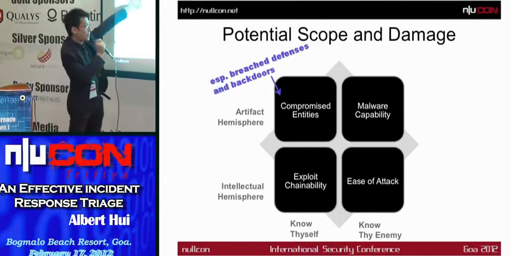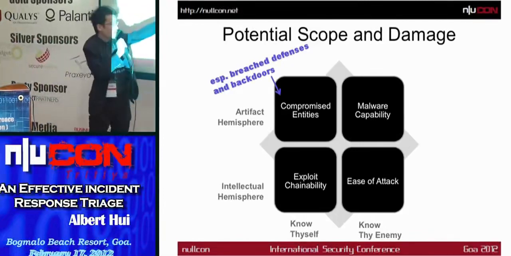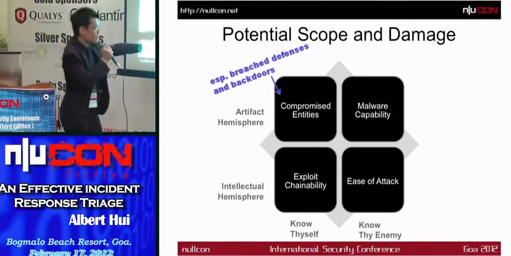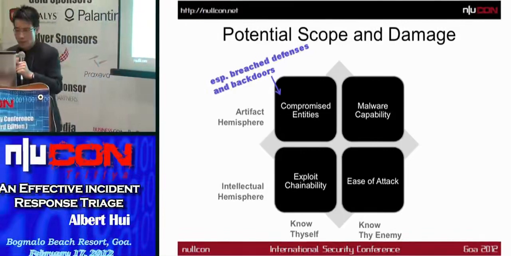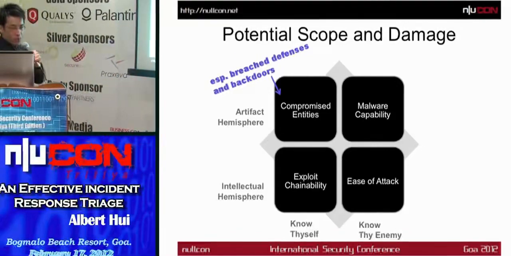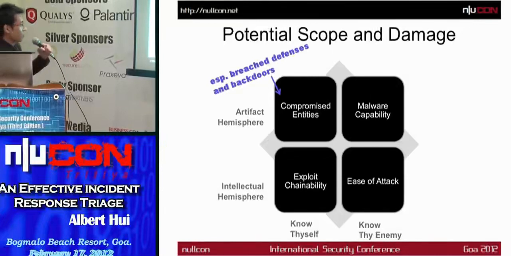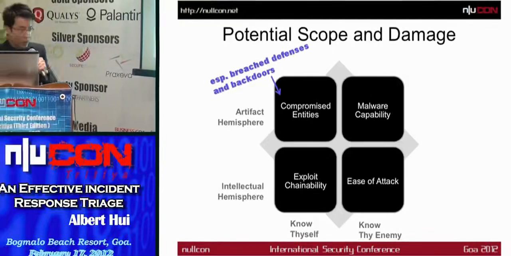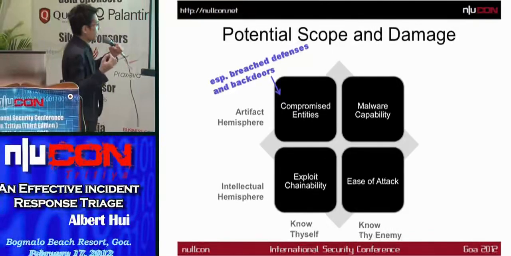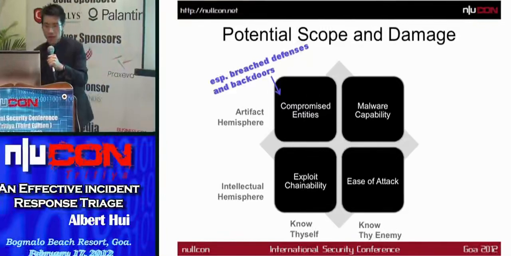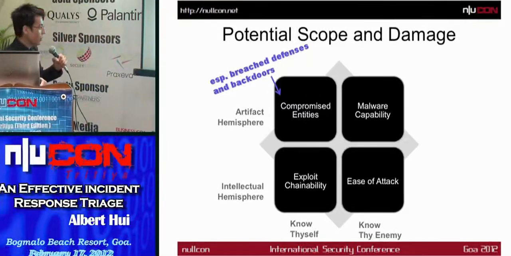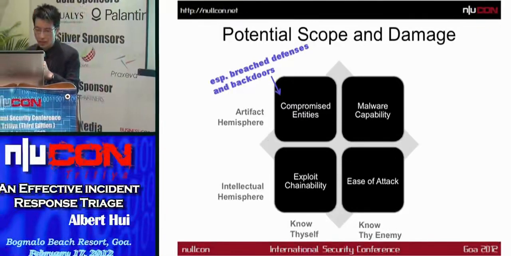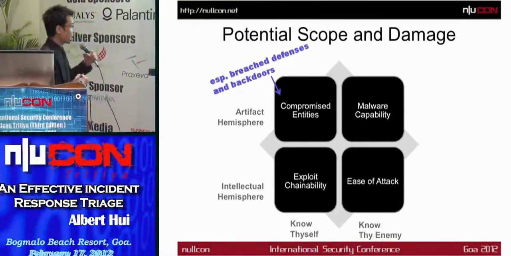So the artifact hemisphere is about your compromised entities and malware capability. And then in the intellectual hemisphere, you have exploit capability and the ease of attack. I will talk about each of them in due course. Now, with regard to compromised entities, you look at breached defenses and the back doors that have been opened. Like if you have a firewall, and you've seen an attack that happened inside the firewall, you know that one of your defenses has been breached, and you have to look at the reason why and the method with which this compromise has happened.